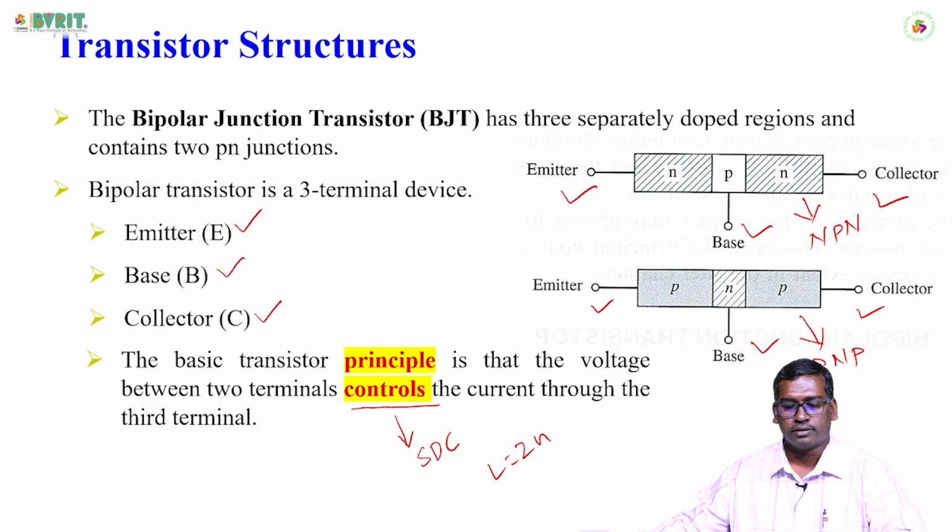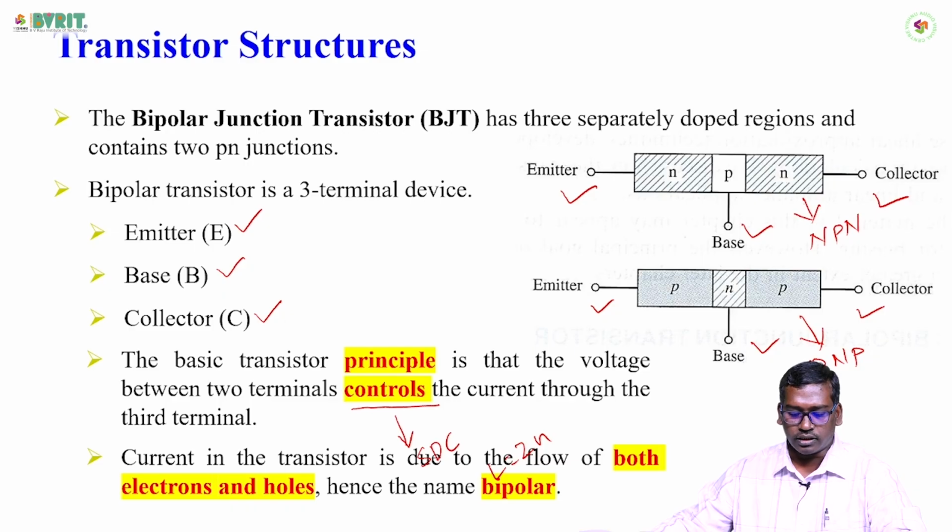The electrons are transmitting from the emitter to the collector. The base is the controlling terminal, where the current is traveling from emitter to collector. The base plays a very important role in controlling this flow. The current in the transistor is due to the flow of both electrons and holes, hence the name bipolar.